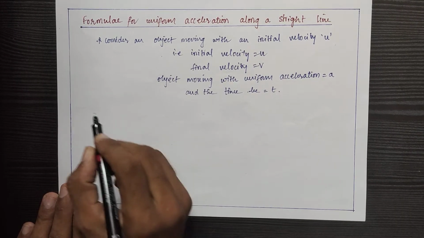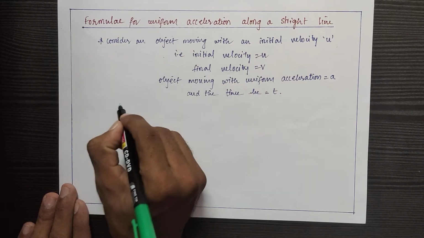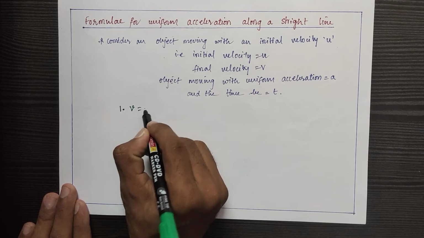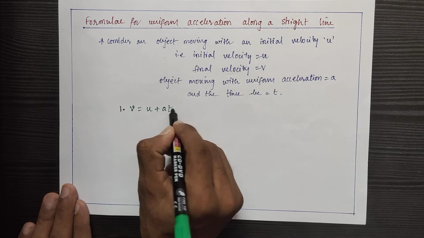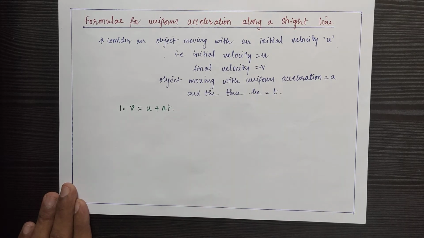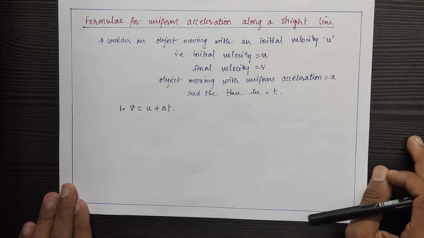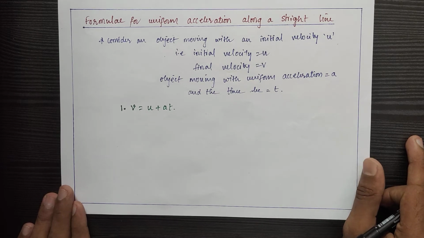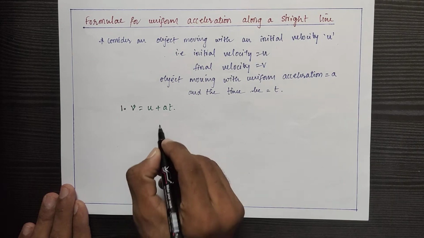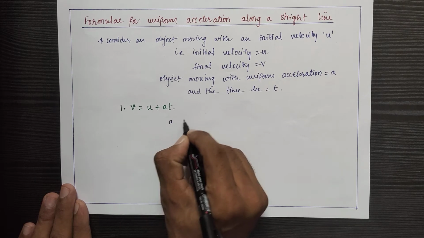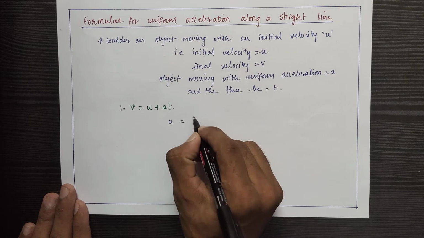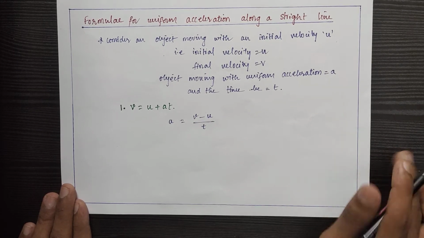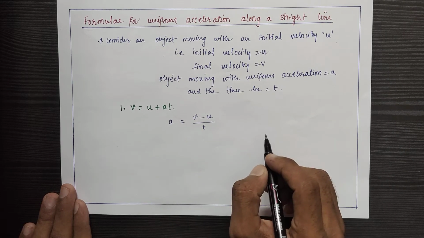The first one is to derive v is equal to u plus at. Initially, to derive this we have to know the definition of acceleration. According to the definition, acceleration a is equal to final velocity minus initial velocity divided by the total time taken. We know that acceleration is the rate of change in velocity with the time interval.